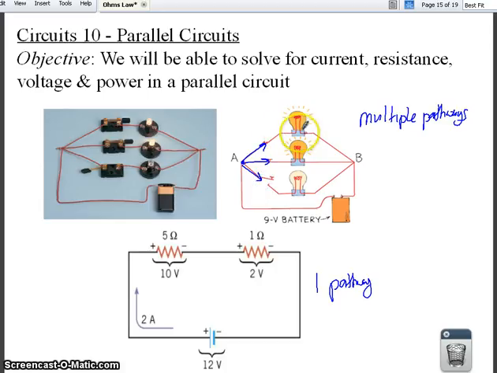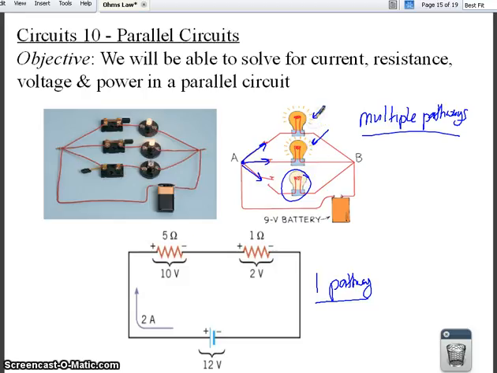And these pathways, like in this diagram, are parallel to one another. That's why it's called a parallel circuit. So a parallel circuit means multiple pathways. A single circuit means single pathway. The benefit of a parallel circuit is that if one of the pathways is turned off, like if this light bulb is turned off right here, these two will stay on.